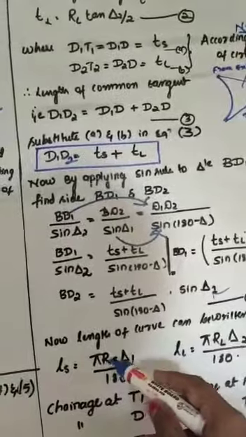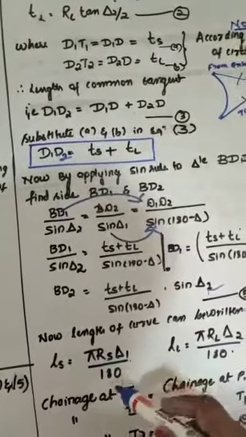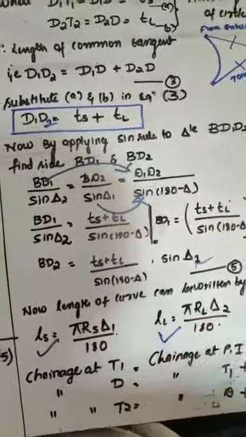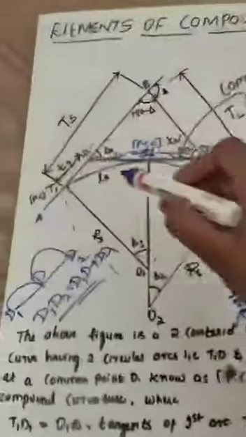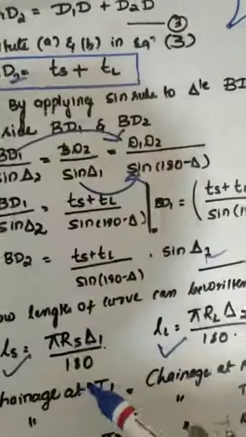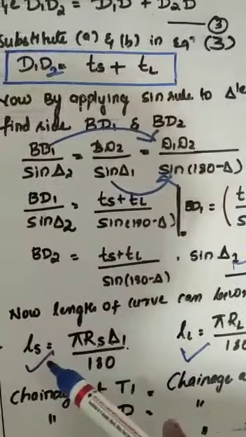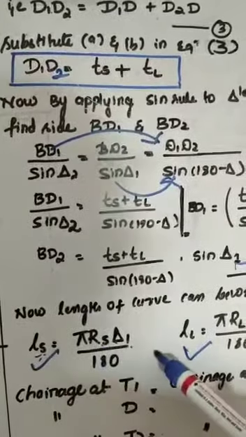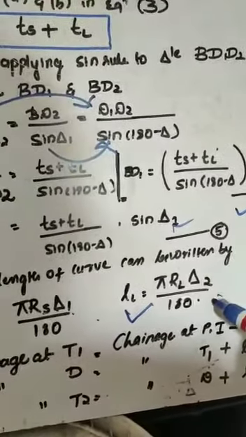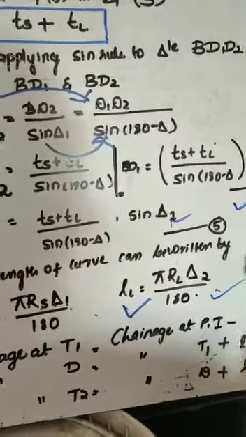In the place of r it is rs, and in the place of delta this is for the first curve and this is for the second arc. Okay, so this is for the small curve and long curve. The length of the short curve is written as pi rs delta 1 by 180, and for the longer curve, it is pi rl delta 2 by 180.